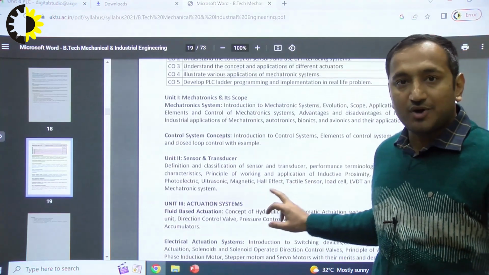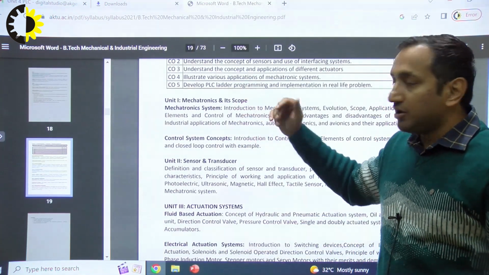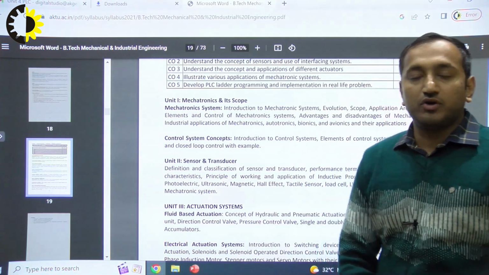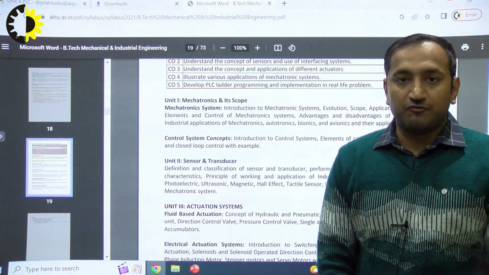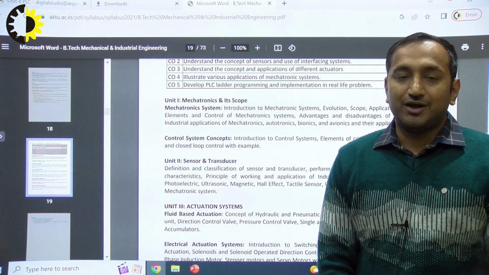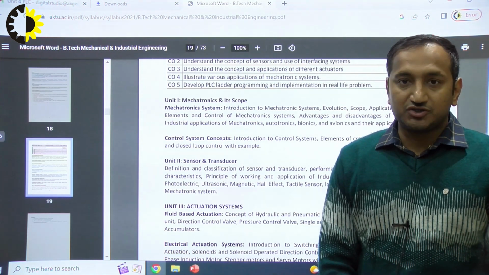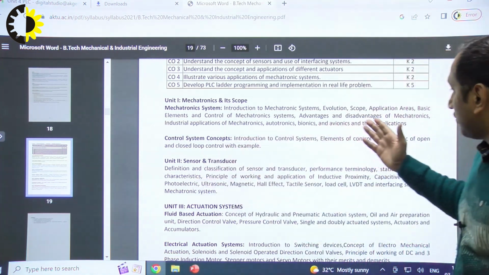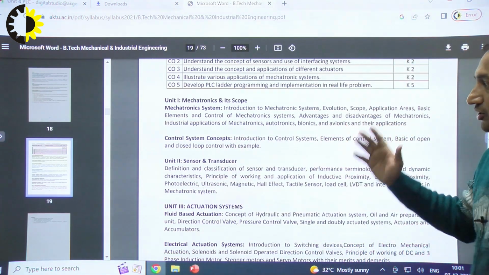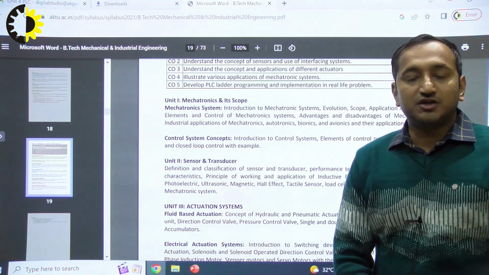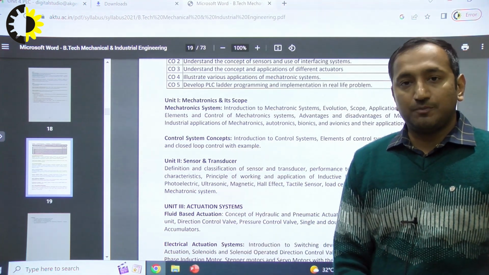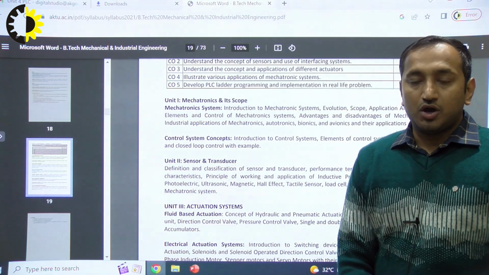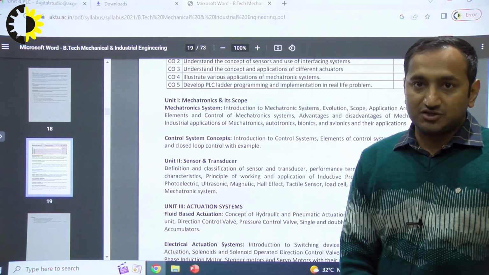It is a 100 marks paper, and in unit 1 we discussed the mechatronics introduction, in which we discussed the definition of mechatronics, its scope, its evolution, its applications in the areas of autotronics, bionics and avionics, and we briefly discussed the control system concepts. Control system meaning the brain of any electromechanical system.